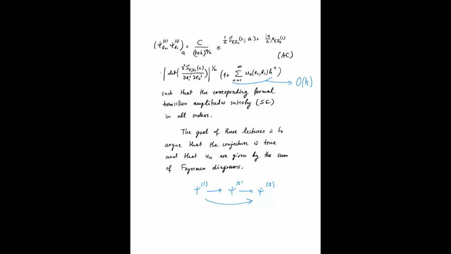So the goal of these lectures is to argue that the conjecture is true, and not just true, but there is a beautiful answer for this: these coefficients u n are given by the sum of Feynman diagrams for the Poisson sigma model, for our symplectic manifold, with some special boundary conditions.